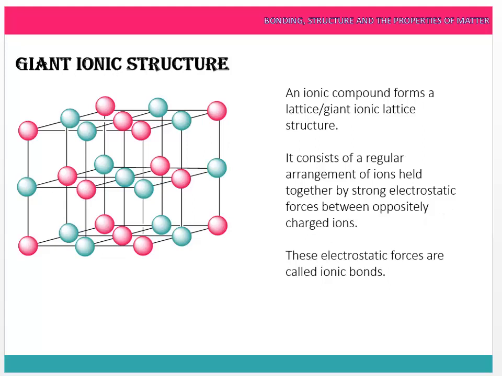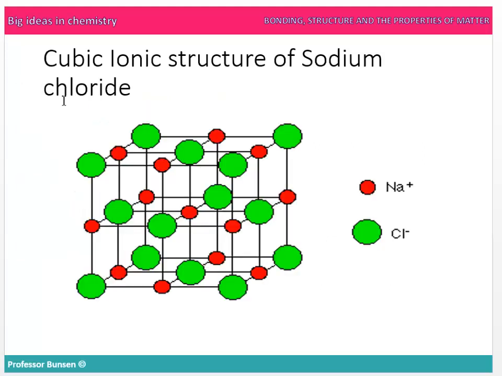An example of a giant ionic structure is sodium chloride, and it forms a cubic structure whereby we have a sodium ion surrounded by chloride ions. In this representation, the red ones are sodium ions while the green ones are chloride ions.